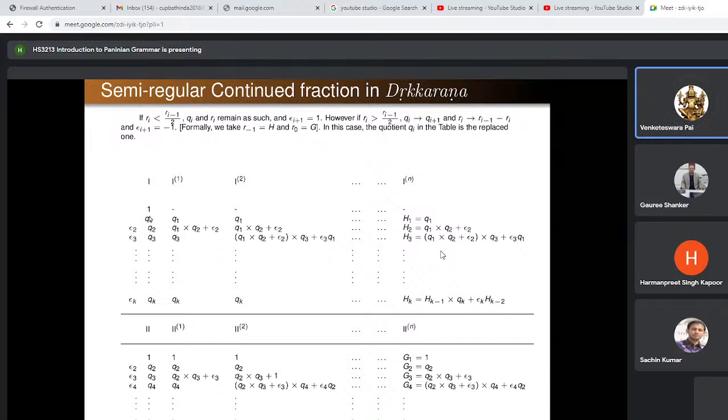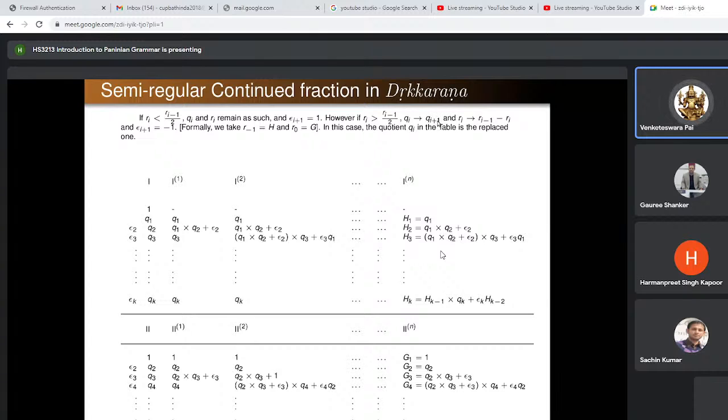So if you have one, Q1, Q2, Q3, you have to place one below the other, and at the top you have to place one. And if Ri is less than Ri minus 1 by 2, then Qi and Ri remain as is, and epsilon i plus 1 becomes 1. Here we have given epsilon i's. However, if Ri is greater than Ri minus 1 by 2, then Qi has to be converted to Qi plus 1.